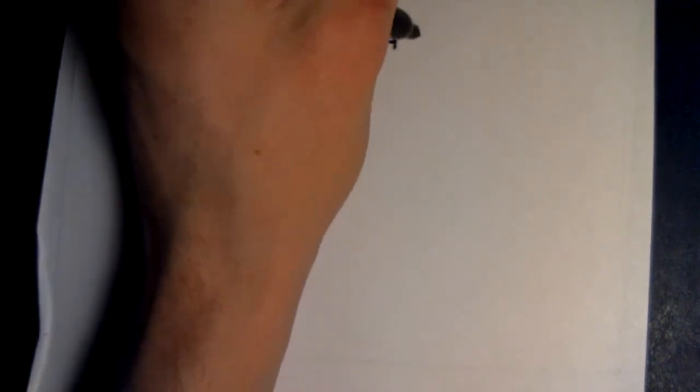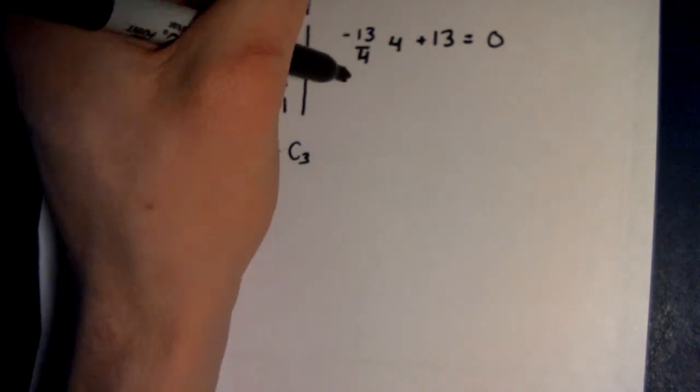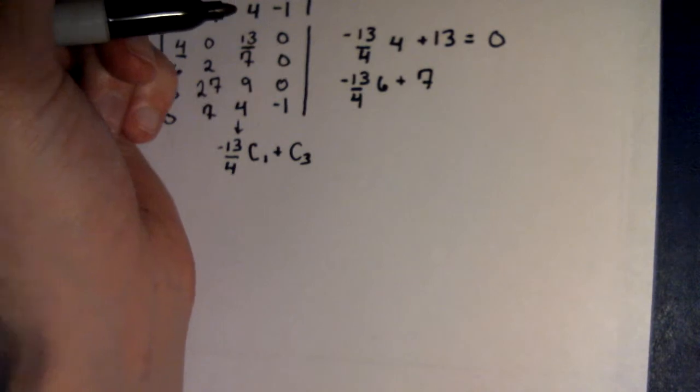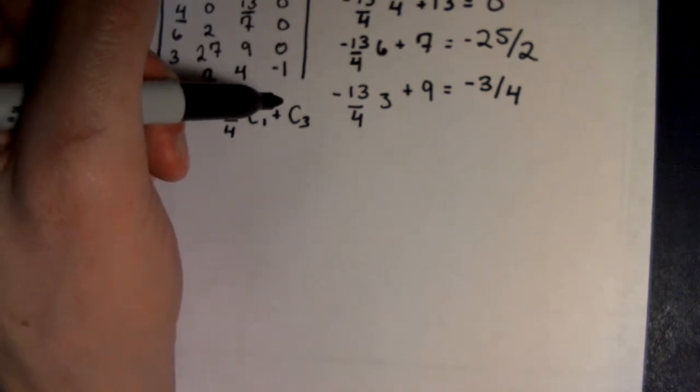Now, continuing, we have the following arithmetic to solve. Negative 13 times 4 plus 13 is obviously 0. That's what we were looking for. But then we have negative 13 over 4 times 6 plus 7. And this is when I thought I was on the wrong track. Because this is equal to negative 25 over 2, or negative 12.5. And then if I do negative 13 over 4 times 3 plus 9, we get negative 3/4. So I kind of chugged on.